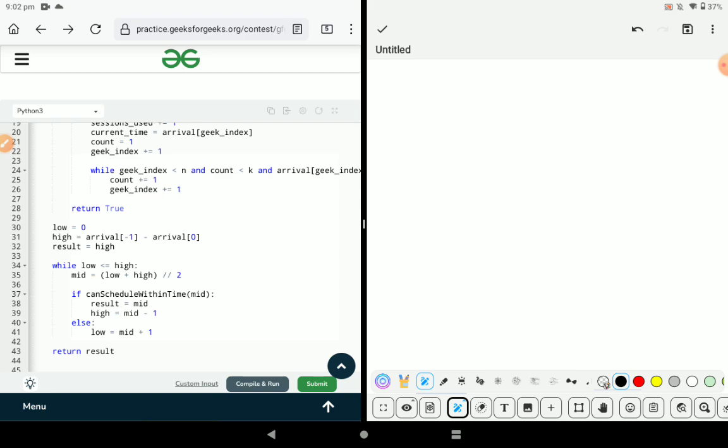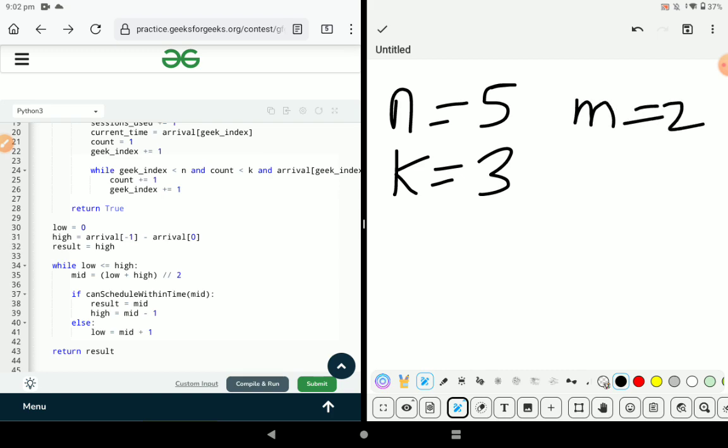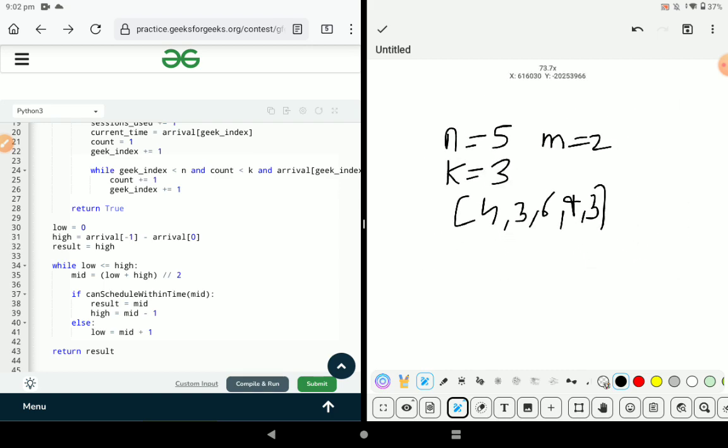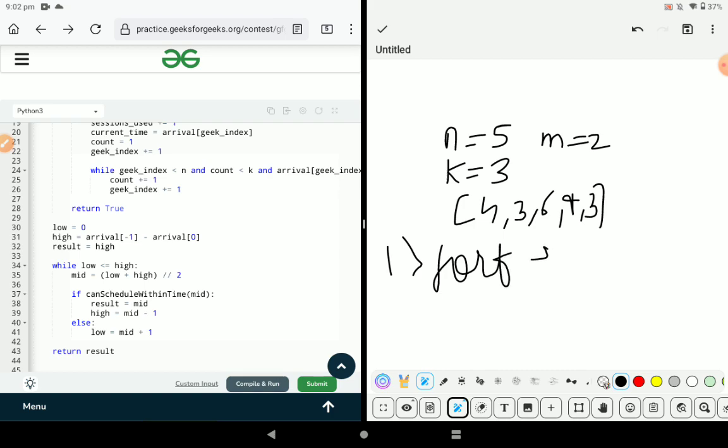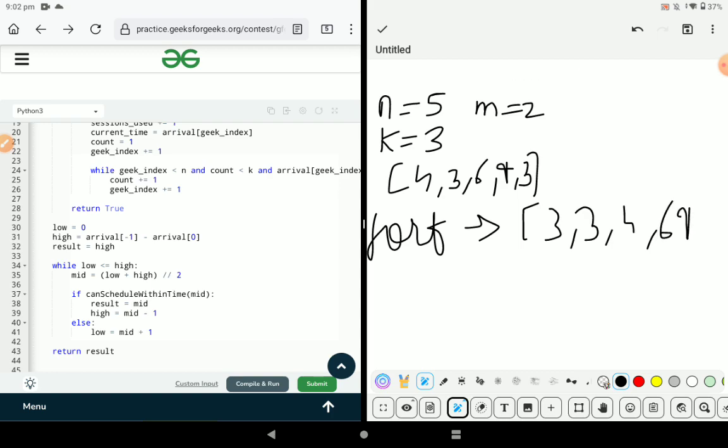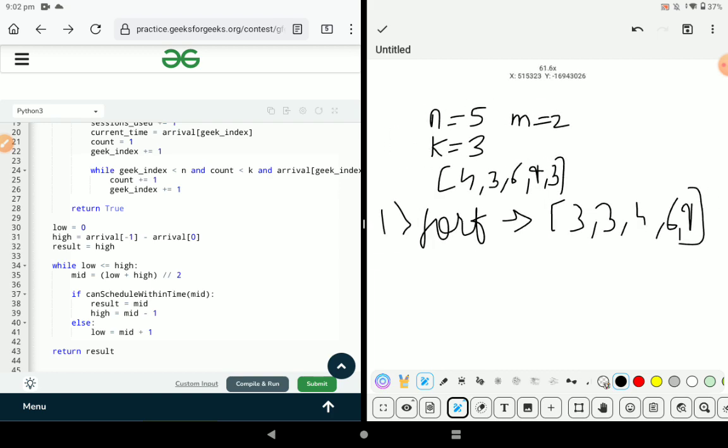For example, n equals 5, k equals 3, m equals 2, and the array is 4, 3, 6, 9, 3 only. So first of all we sort it: 3, 3, 4, 6, 9. Okay, this we have done.